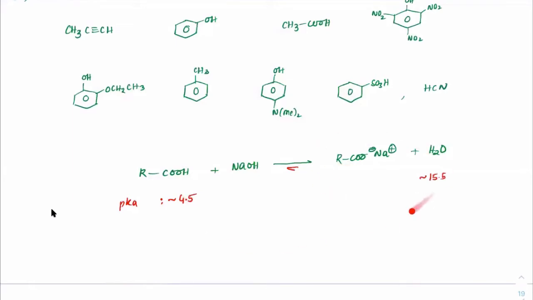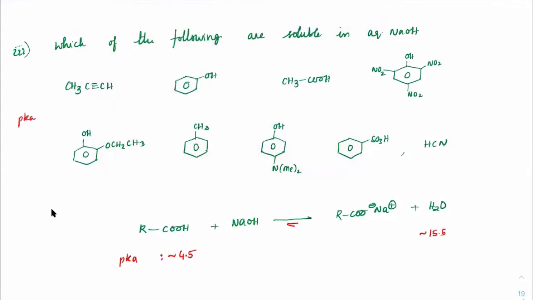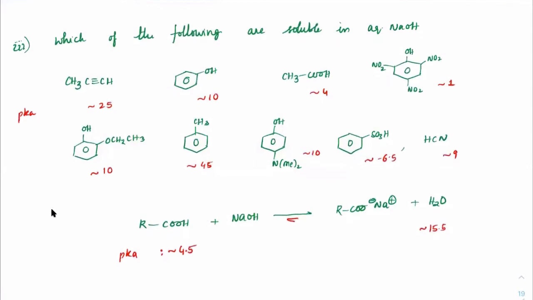So first compare the pK values. Depending upon the pK values, if it is going from high pK to low pK, then it is not possible, which means it is not soluble in NaOH. Since you don't remember all the pK values right away, I'm writing the approximate pK values. This is around 25, 10, around 4, around 1, okay, around 10, around 45, around 10, okay, around minus 6.5, around 9. These are the cases. So you can easily make out which of the following will get dissolved in NaOH beta.